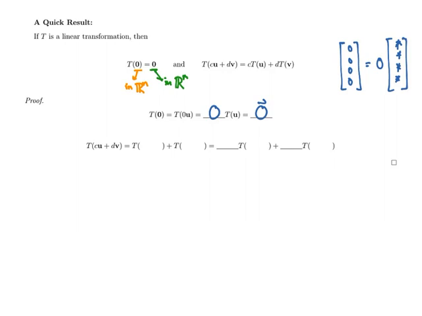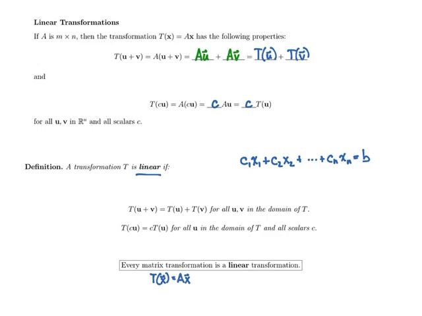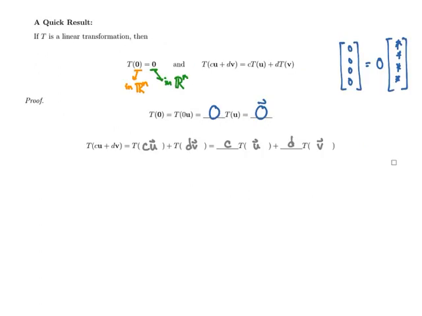A proof of the second one is going to be taking our two properties together. T of Cu plus dV, well, using the additive property, we know that this is going to be T of Cu plus T of dV. Then, using the scalar multiplication property twice, C T of U plus D T of V, as desired. And that shouldn't be very surprising, since we defined linear by our two operations of linear combinations. So now we're just saying that if you take a linear combination of vectors, you can break it up in terms of scalars and addition.